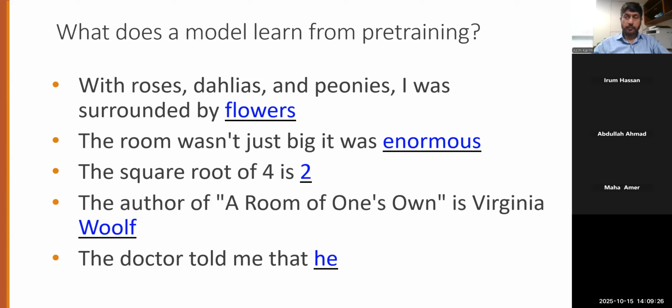So facts are also known by the language model from text. It also gets to learn how to reason from text. It also learns basic things like mathematics and so on.